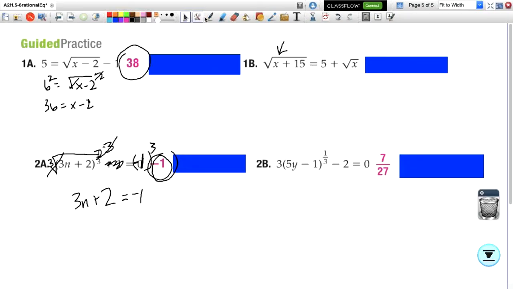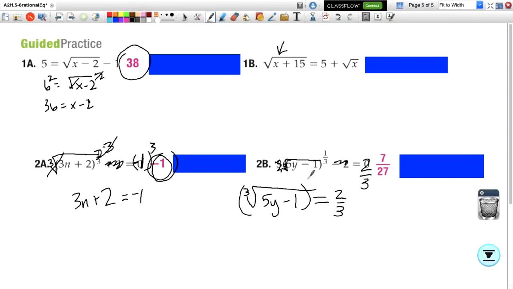Now let's talk about this problem very quickly also, okay? I noticed this right here, only this chunk would be in a cube root. So I'm going to add 2 first, and then I'm going to divide by 3. Now I'm left with a fraction here, okay, which is not great, but it still can be worked with. So I currently have the cube root, right, because it was to the 1/3 power, of 5y minus 1 equals 2/3. I'm going to cancel out this cube root by cubing, and by cubing here, okay?